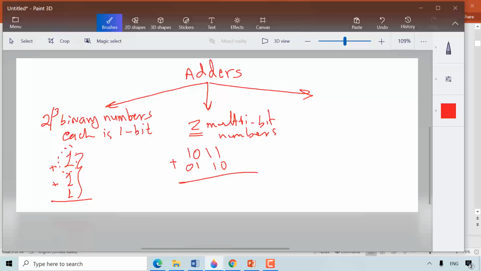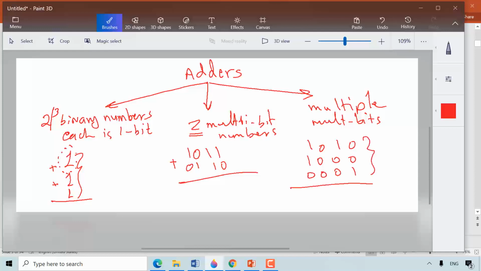And then we will add multiple multi-bit numbers, for example 1010, 1000, 0001. So these are more than two numbers, each has more than one bit. And we'll start by addressing the single bit or one bit number in the next one or two lectures. All right, so that we clear this out.